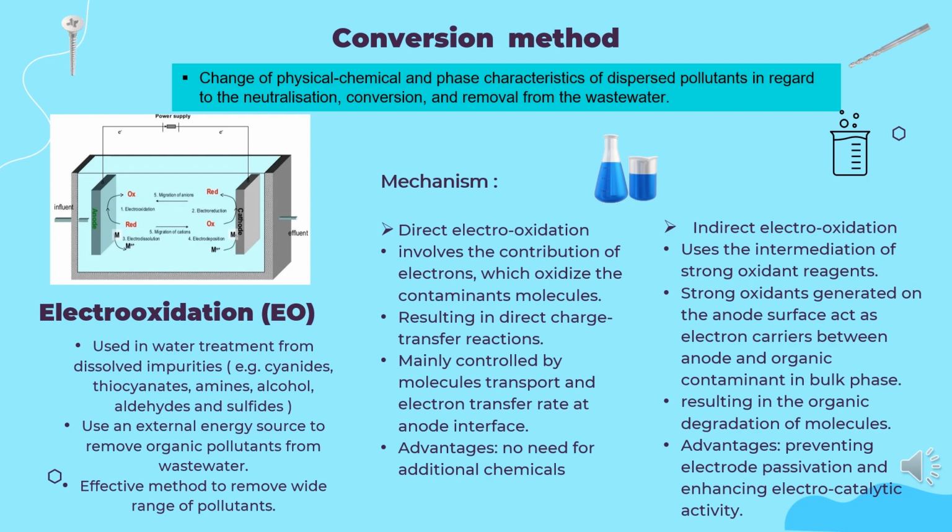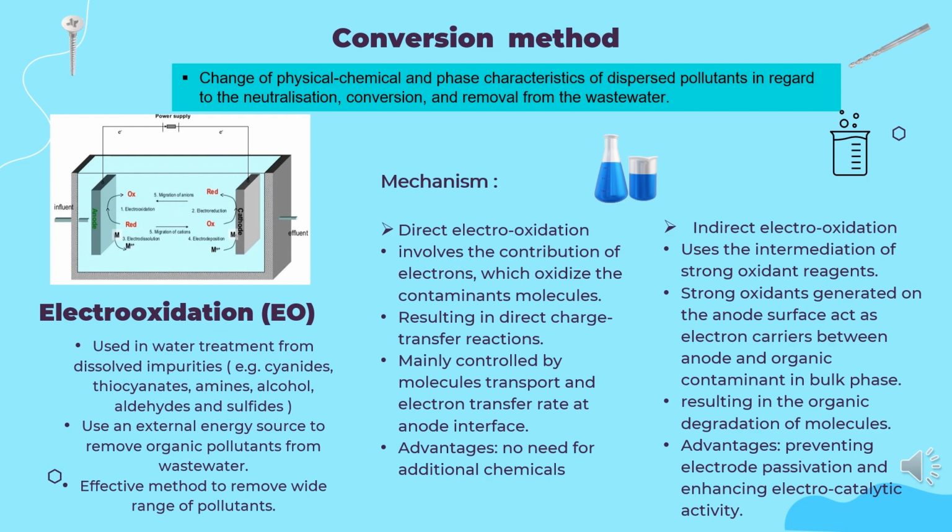Electrooxidation uses an external energy source to remove organic pollutants from wastewater. It is an effective method to remove a wide range of pollutants. Electrooxidation has two mechanisms. The first one is direct electrooxidation. Direct electrooxidation involves the contribution of electrons which oxidize the contaminant molecules, resulting in a direct charge transfer reaction, mainly controlled by molecules transport and electron transfer rate at the net interface. The advantage of direct electrooxidation is no need for additional chemicals.